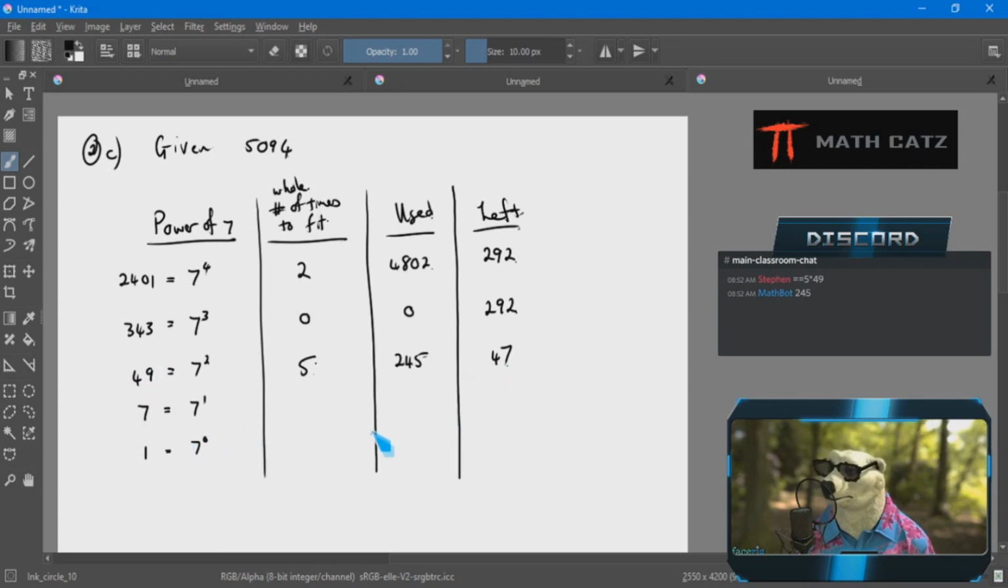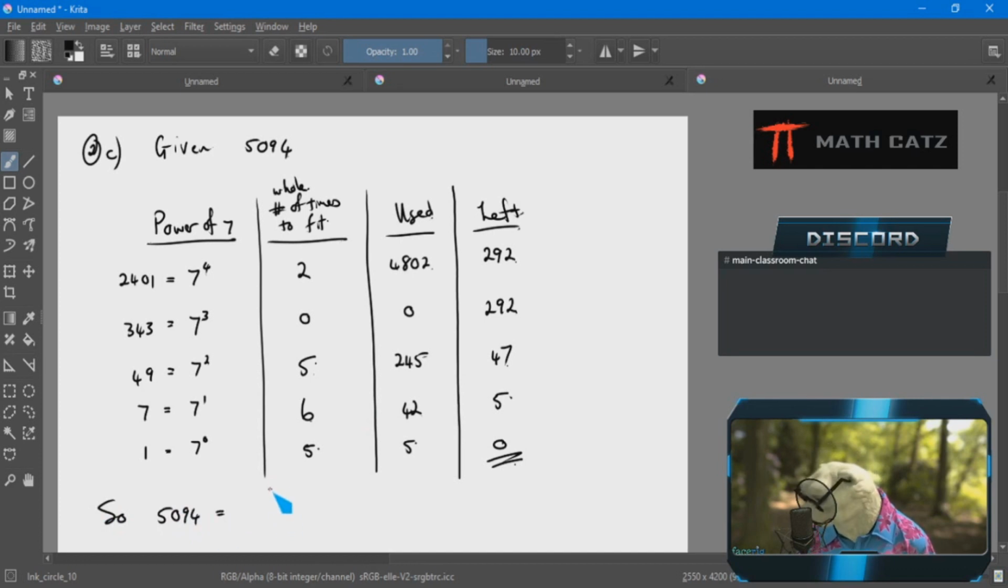So then I'm ready to move on to the next smaller group size, which is 7. 7 can fit into 47 6 times because 6 times 7 is 42. So it gets easier once the numbers get a little smaller. And I have 5 left. Those will be mopped up by the 1s. I used them all, nothing left. And I've broken up my number, my decimal number, according to powers of 7.